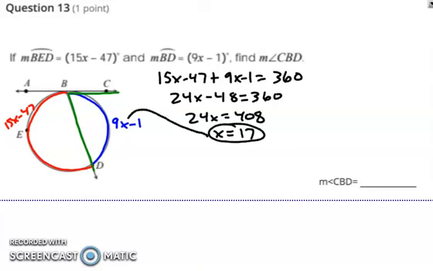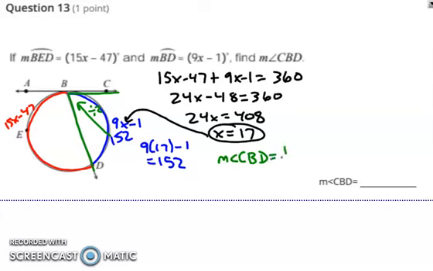I can take that 17 and put it right here and get the blue angle. So that's 9 times 17 minus 1, which is 152. So this arc is 152. If I want this green angle, I just need to take 152 divided by 2. So angle CBD is equal to 1/2 of 152. So 76.